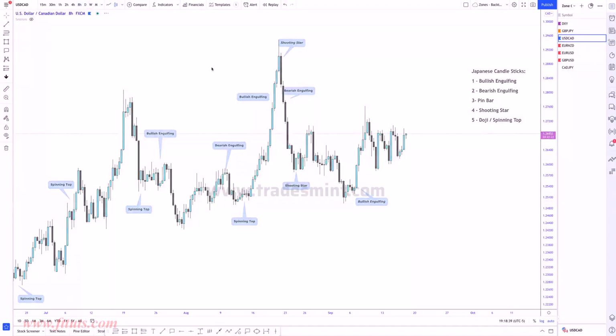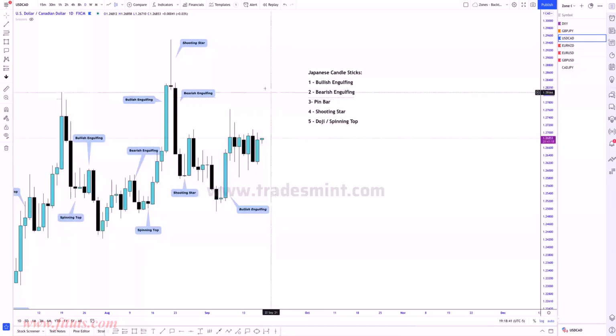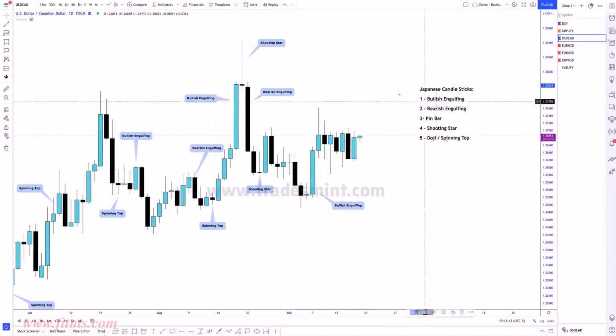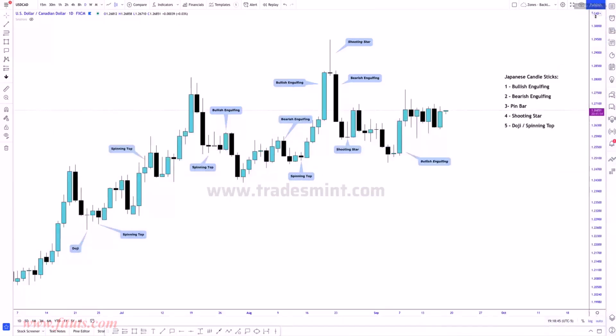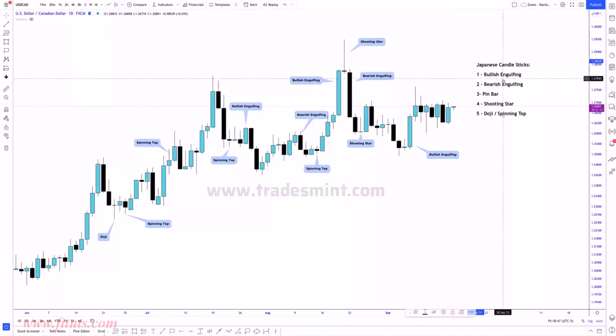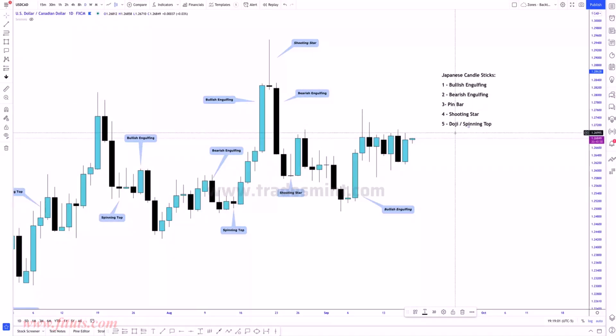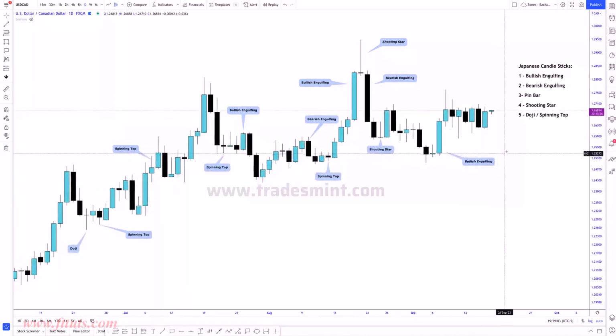So let's go back down to the daily here. I have it marked up with some candlesticks we're going to look at. As I said, there's really only 5 you need to know and understand. The first one is a bullish engulfing, and I'm going to go through each one individually. The second one is a bearish engulfing. A bullish engulfing is a bullish candle, so price is moving higher, with a higher close than the previous. The bearish engulfing is the opposite: it is a bearish candle, which indicates that price closed lower, and I'll show you examples of that.